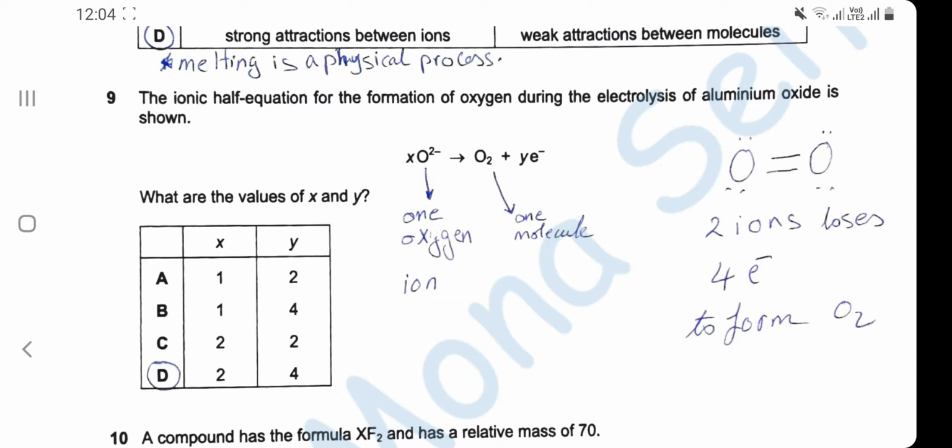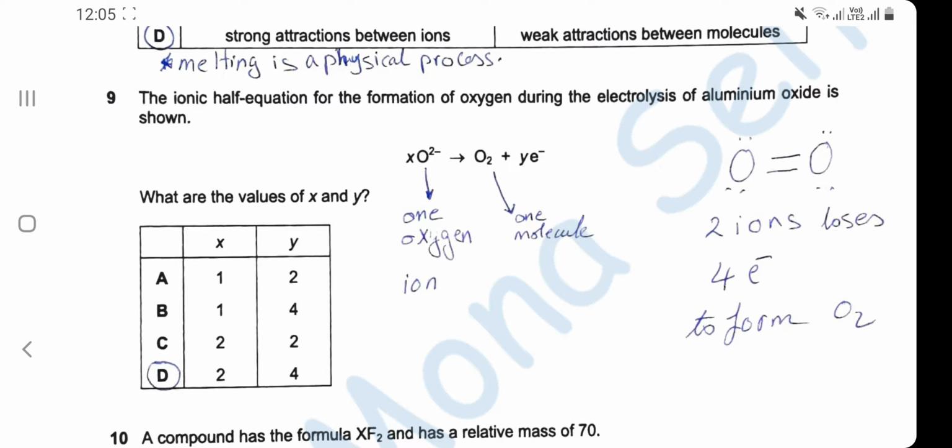First, you have to know that this is an oxygen ion. It has a -2 charge, which means it gains 2 electrons to form an ion. In the electrolysis of aluminium oxide, each oxygen ion loses 2 electrons to form oxygen gas, forming a double bond with another oxygen ion. Each one loses these 2 electrons.